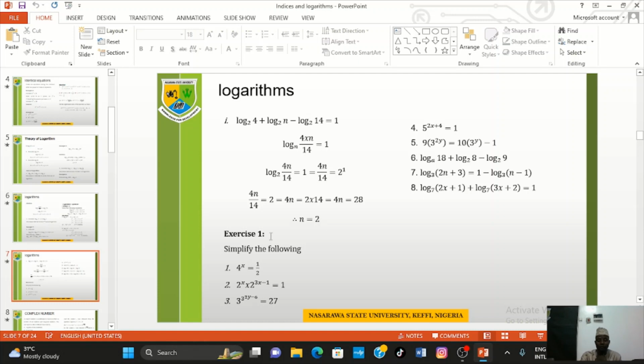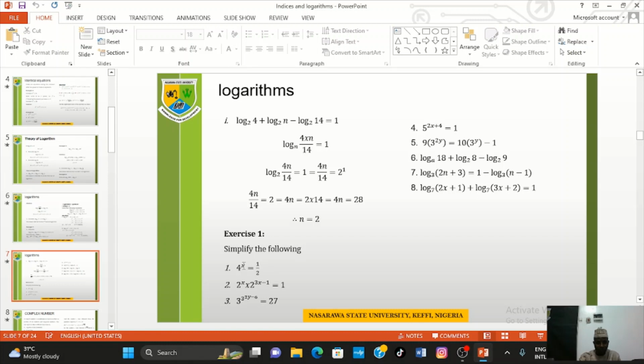Now, have this as an exercise. Go and play with it. Use the idea of the law and the principle involved in the previous example we did now to get your result.